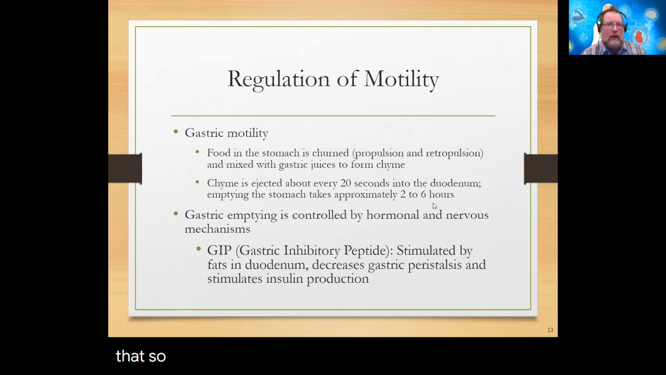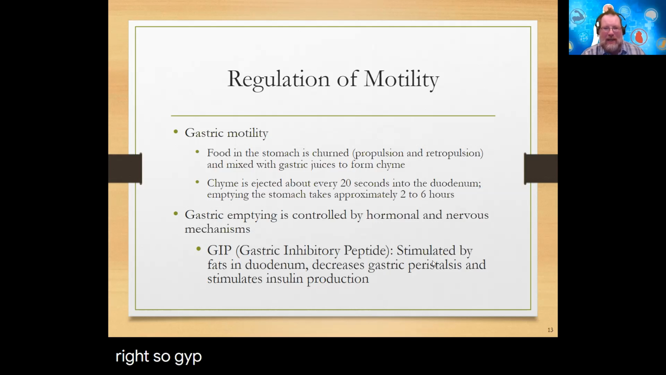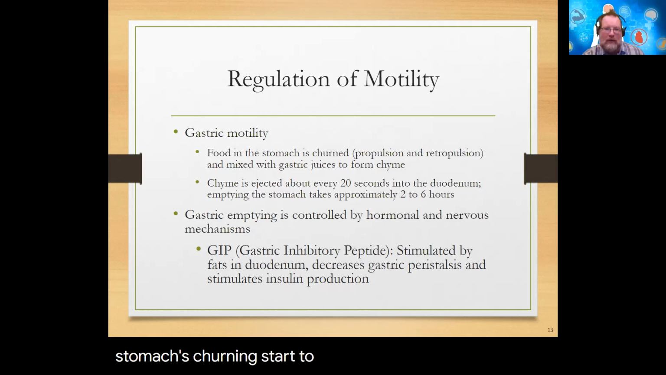So anyway, gastric emptying is controlled certainly by hormone, the neuroendocrine connection. Everything is controlled by the neuroendocrine connection, right? So GIP, gastric inhibitory peptide, fats: once we get into the duodenum, fats are getting in there. We'll see the stomach's churning start to slow down a little bit. We see insulin production coming from the pancreas.